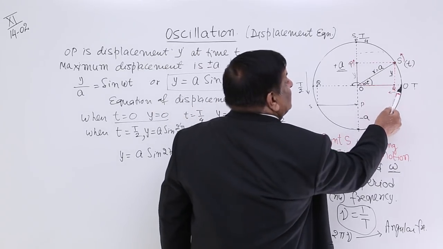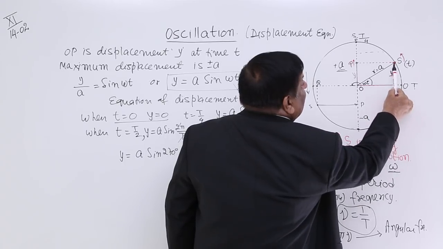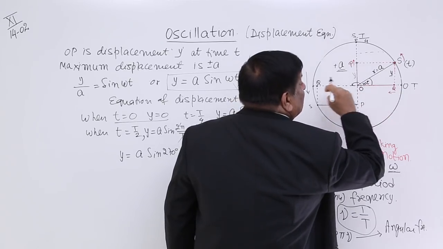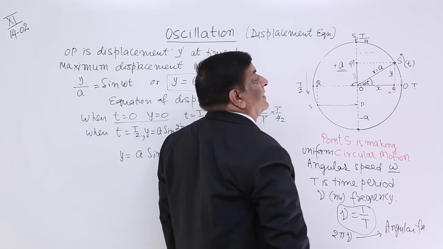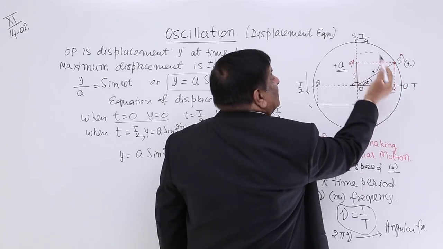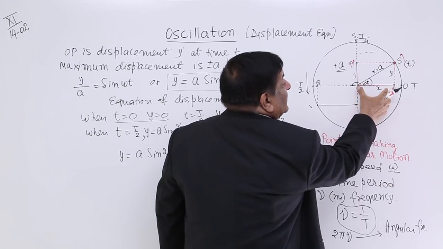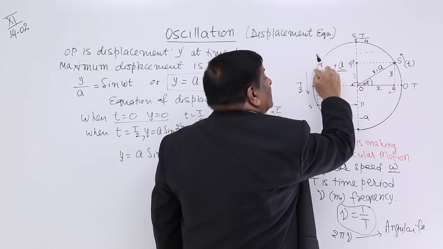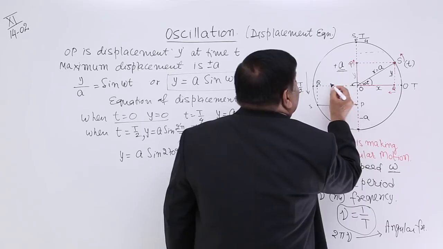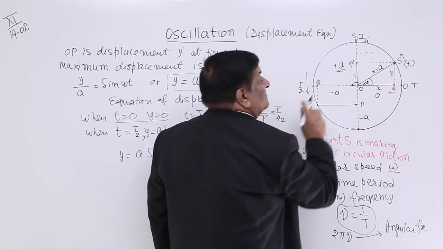When this particle S is moving in here, then Q, when S was here, Q was here. When S is here, Q is here. And this displacement in this direction, let's call it x. So when S was here, this displacement was x, and when S is here, then this perpendicular comes here, and the value of x becomes 0. Again, when S comes here, this becomes minus a. How much is this? Again equal to the radius, so that is also a total. And here it is minus a.